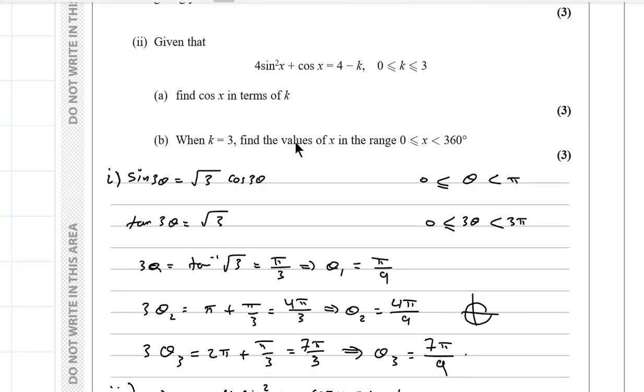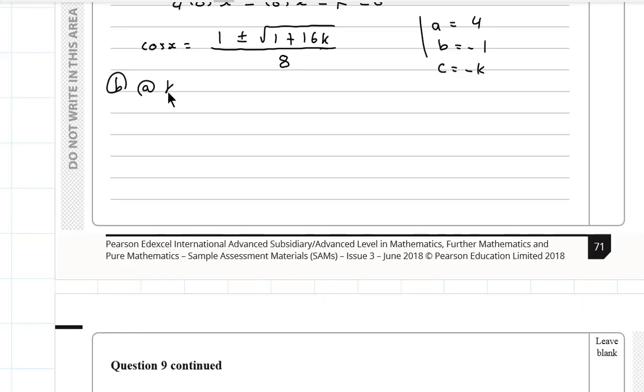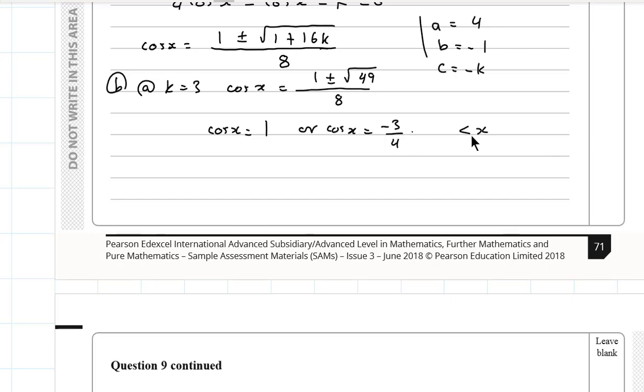Part b in double i: when k equals 3, find the values of x in the range 0 to 360. At k equals 3, we have cosine x will be 1 plus or minus the square root of 16 times 3, which is 48, plus 1, which is 49, divided by 8. So we can say either cosine x equals 1 plus 7, which is 8 over 8, which is 1, or cosine x equals 1 minus 7, which is minus 6 over 8, simplified to minus 3 over 4. X here is between 0 and 360, and our answer should be in degrees.